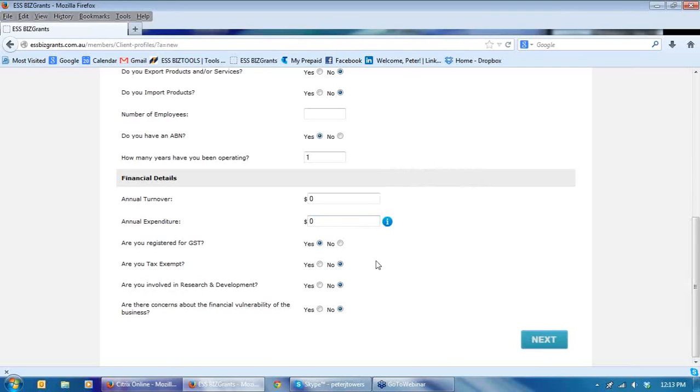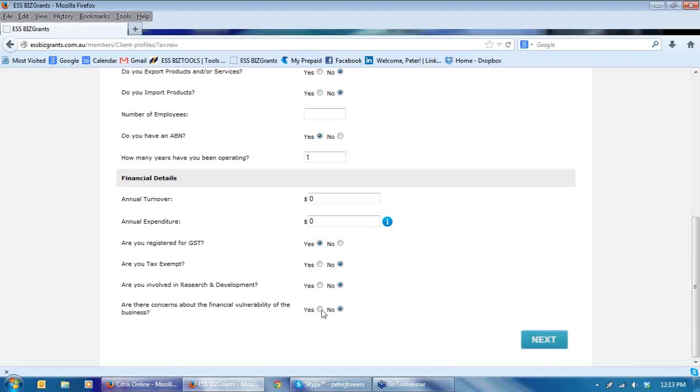Are you registered for GST? It's a bit like the ABN question. Businesses need to be registered for GST to obtain a government grant. So if you answer no to that question, you won't be shown any grants in this system. Are you tax exempt? It's virtually the same answer. If people answer yes, they won't be shown grants because this product is for businesses, irrespective of how they're structured.